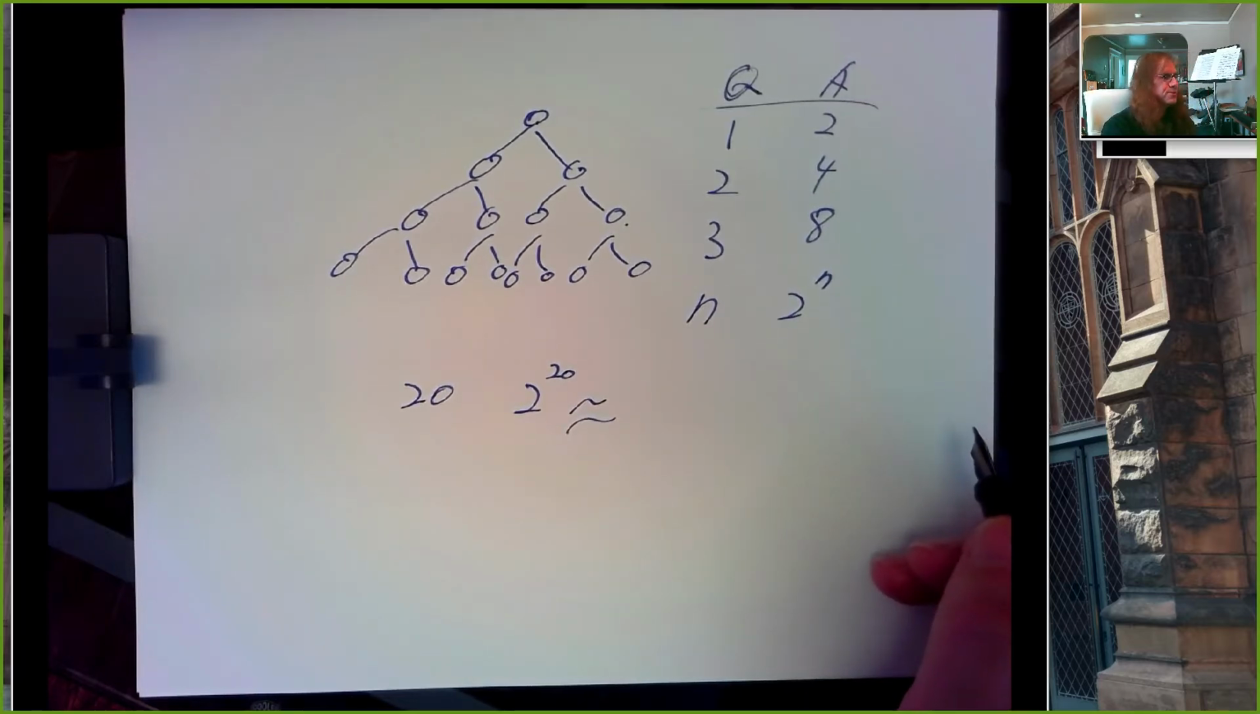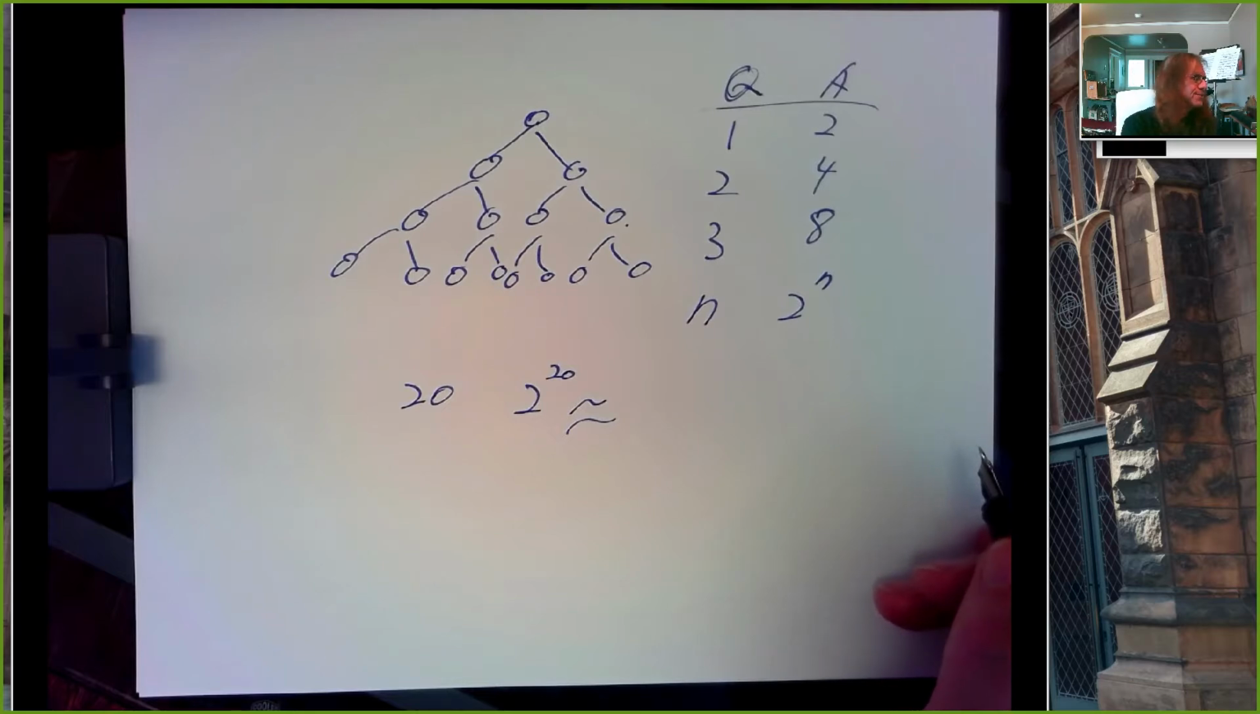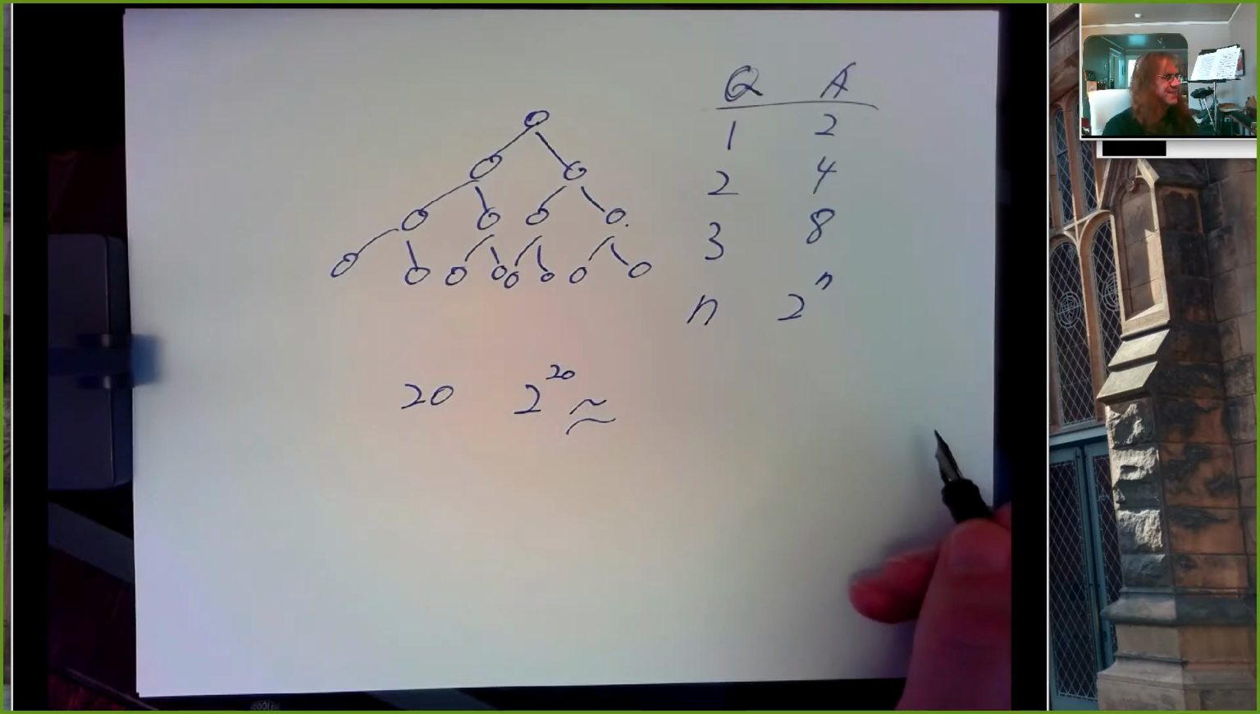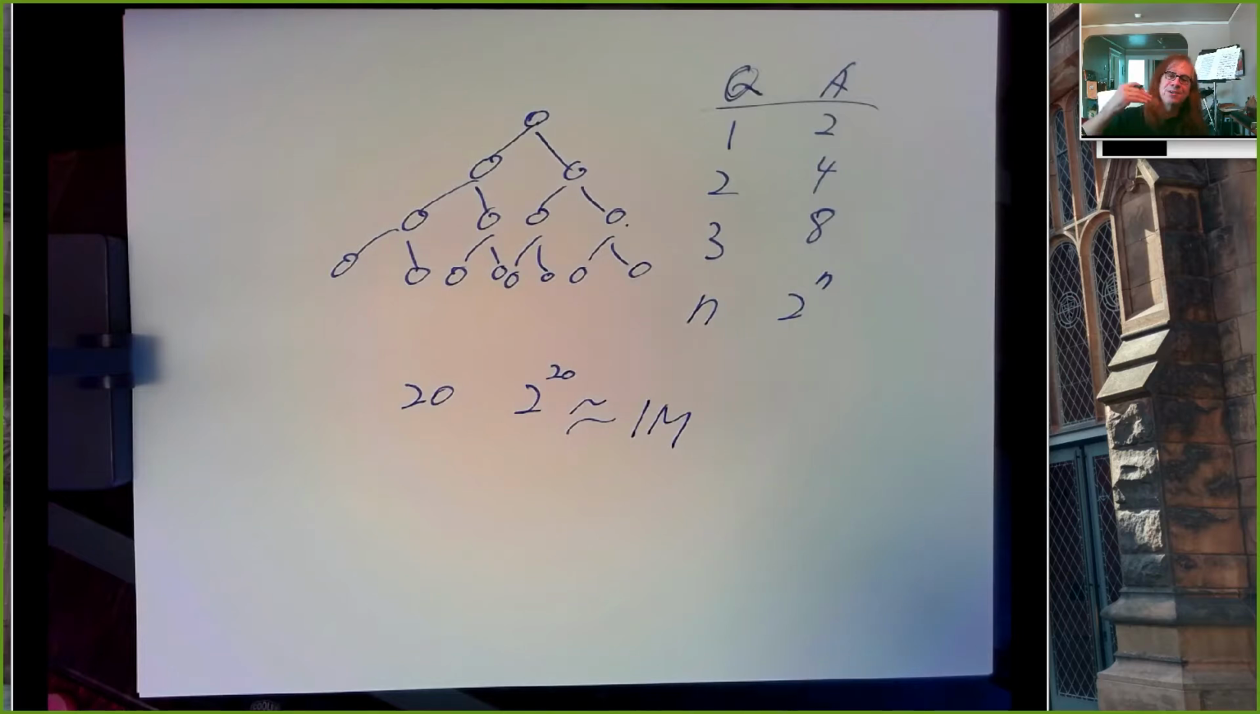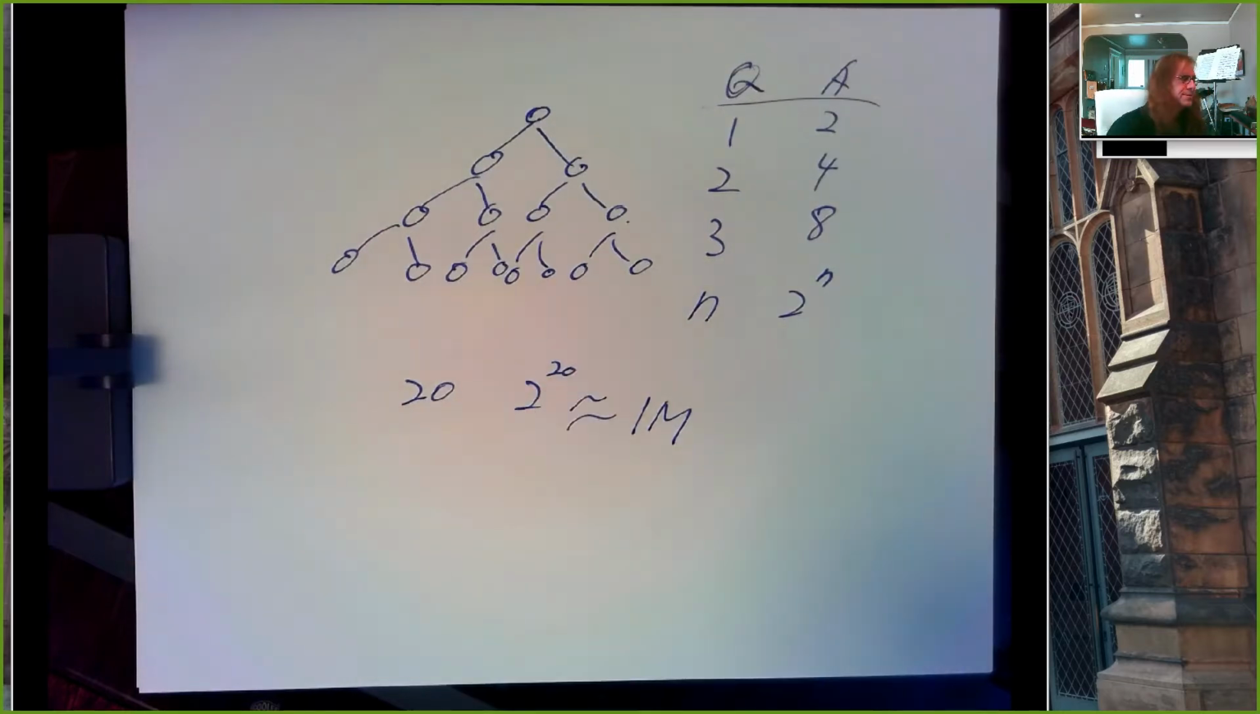It's the square of 2 to the 10th. A lot. At least 4. So 2 to the 10th is about 1,000. 2 to the 20th is 1,000 squared. It's about 1,000,000. 2 to the 30th is 1,000,000,000. 40th is 1,000,000,000,000. So it goes up by 1,000x for every 10 in the exponent. So 1,000,000 nodes. With 20 questions, you can differentiate between 1,000,000 different things.